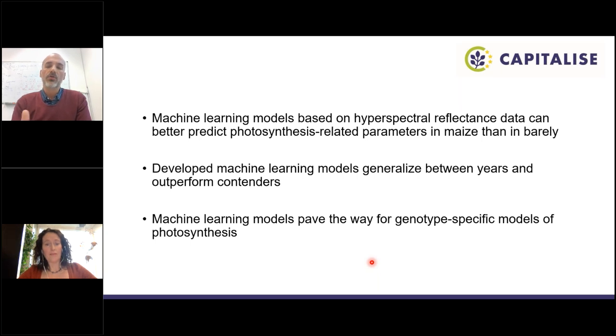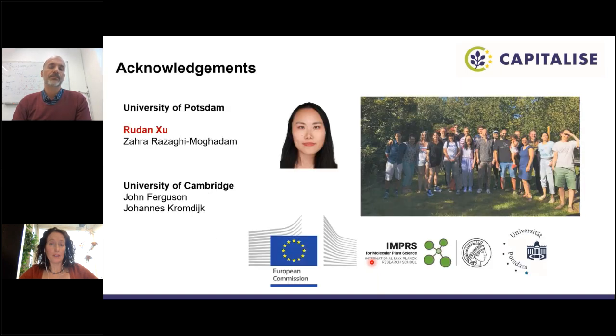And finally, because of the tight link that I presented in the introduction between the machine learning prediction of parameters and the mechanistic model of photosynthesis, these types of models now pave the way for genotype-specific mechanistic models of photosynthesis and a way of screening larger populations of genotypes without the need of doing laborious gas exchange measurements.